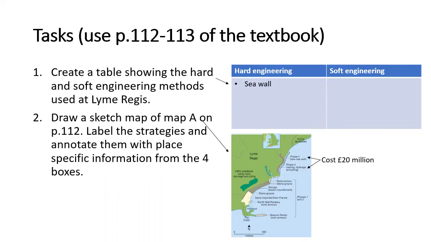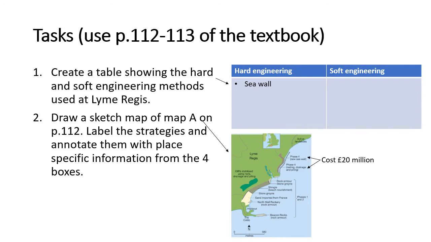Okay, so using those 2 pages that you've just read, I'd like you to complete these 2 tasks. Number 1, using a pencil and ruler, please draw neatly that table and just simply categorize all of the different strategies that you've just read about into the correct area. And then finally, you're going to draw a sketch map, so a sketched outline of the coastline with those strategies on, so in some ways a copy of that map there.